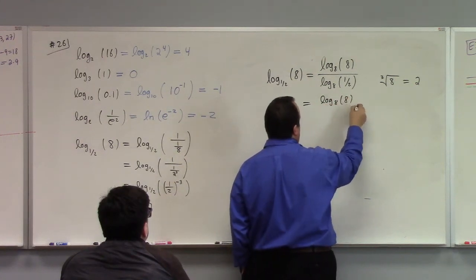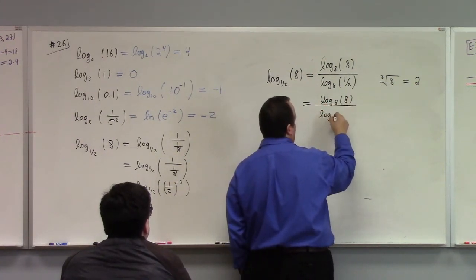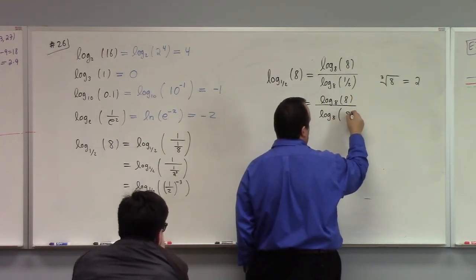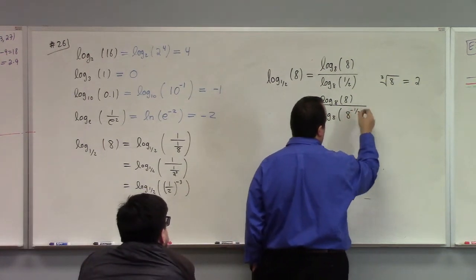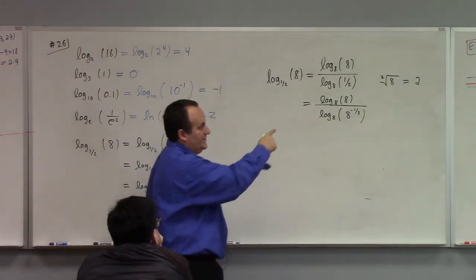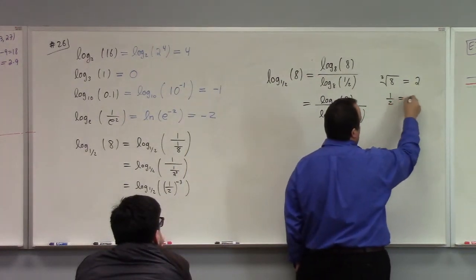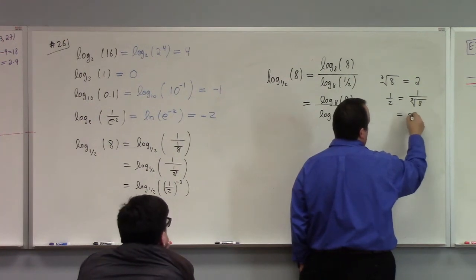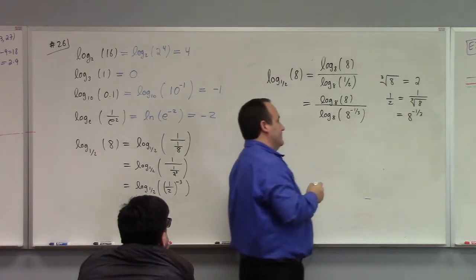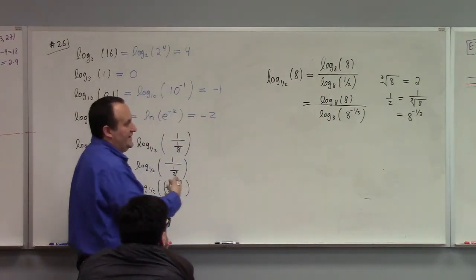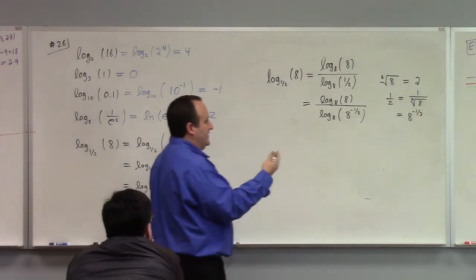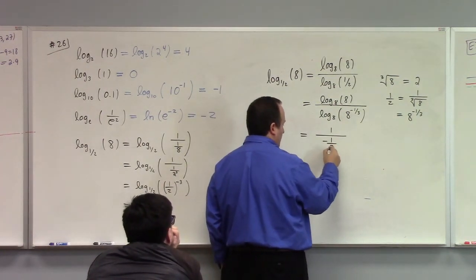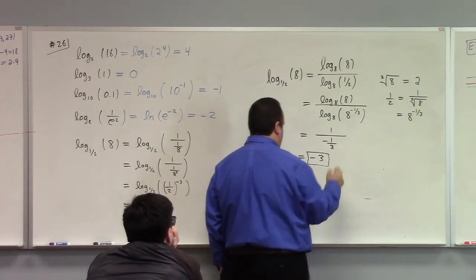So this is really log base 8. I could simplify this. I'm just writing it again. And 1/2 is really 8 to the what? Minus 1/3 power, right? Because this says 1/2 is 1 over the cube root of 8, which is 8 to the minus 1/3 power. But log base 8 of 8 is 1. And log base 8 of 8 to the minus 1/3 is what? Minus 1/3. And so the answer is minus 3.